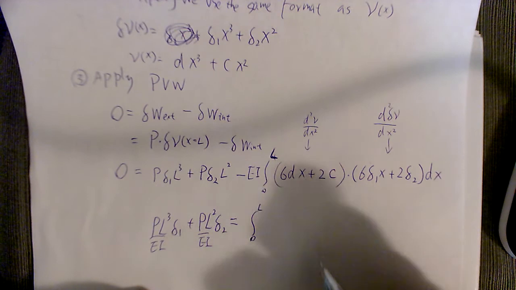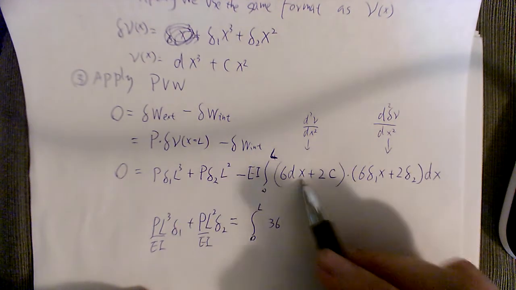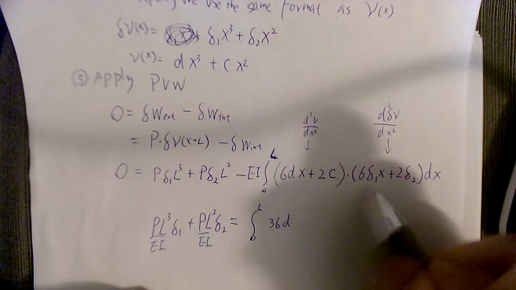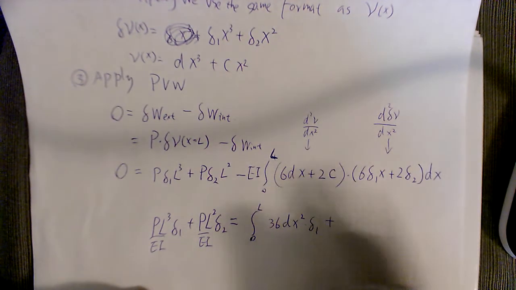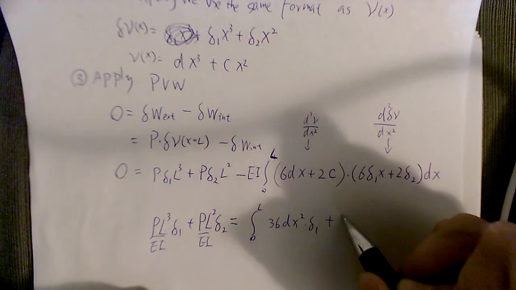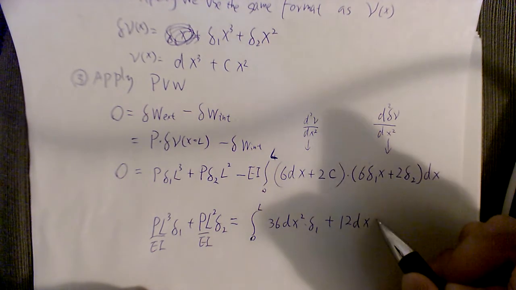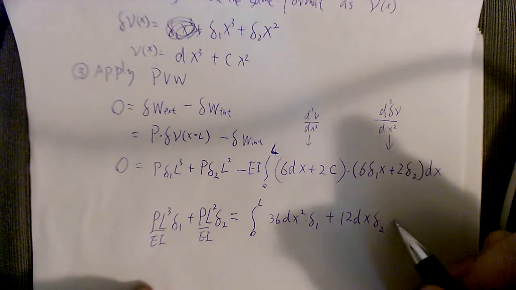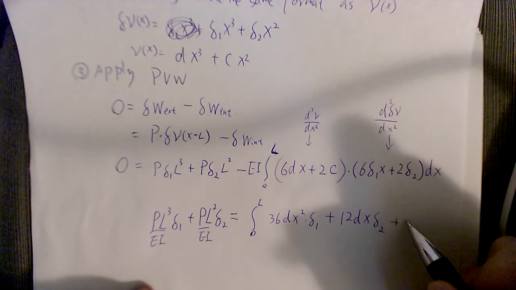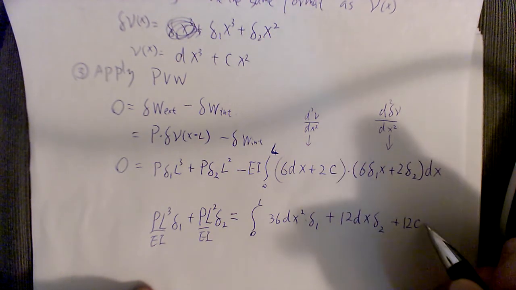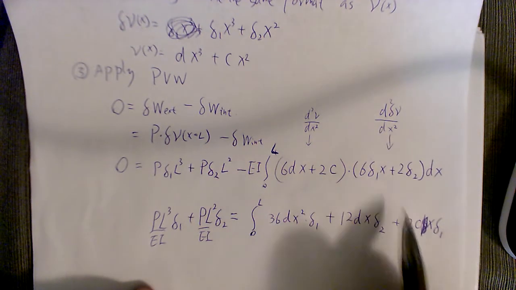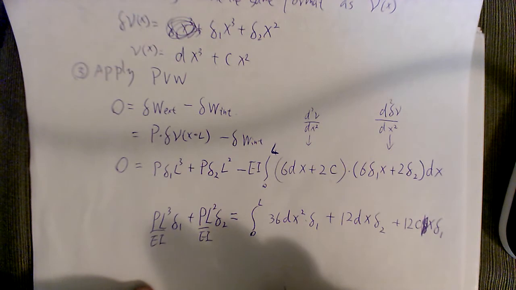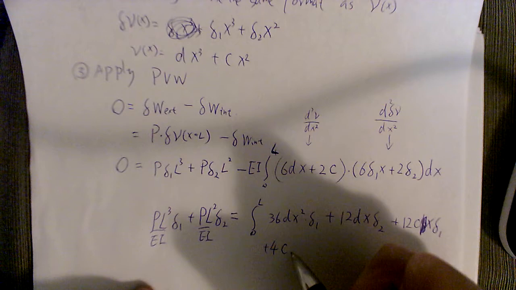So 36 d x squared times delta 1, right? Then plus this guy times this, so it's 12 dx then delta 2. Great. Then now this guy times this guy: 12c x times delta 1, and finally those two guys, 4c delta 2, plus 4c delta 2.